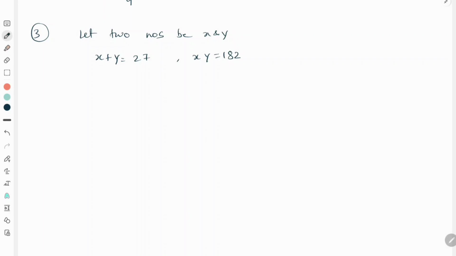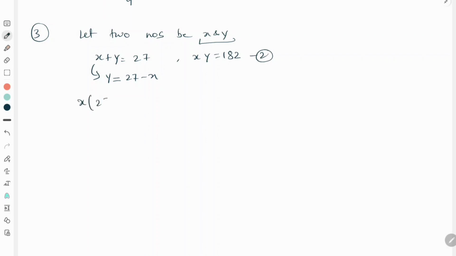But see one thing in this question, here we have two variables x and y, but in our exercise we are only studying one variable. So we will convert these two pieces of information into one quadratic equation in one variable. How can we do it? We can find the value of one variable from one equation. Suppose from this equation we find the value of y as 27 − x, and we then put this value of y in our second equation.